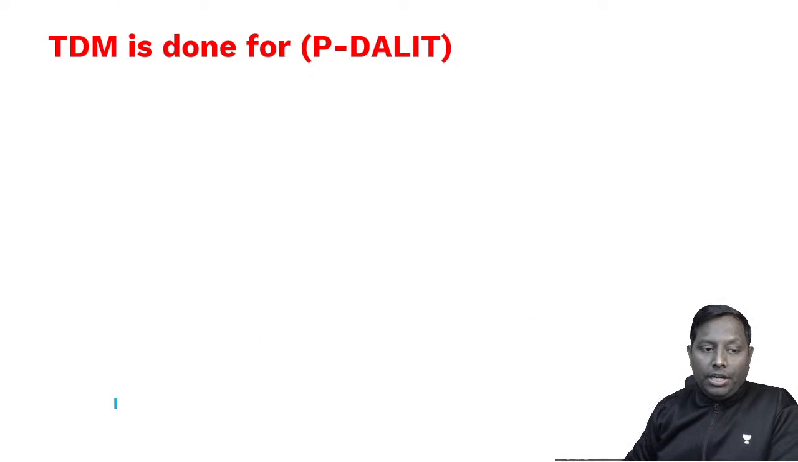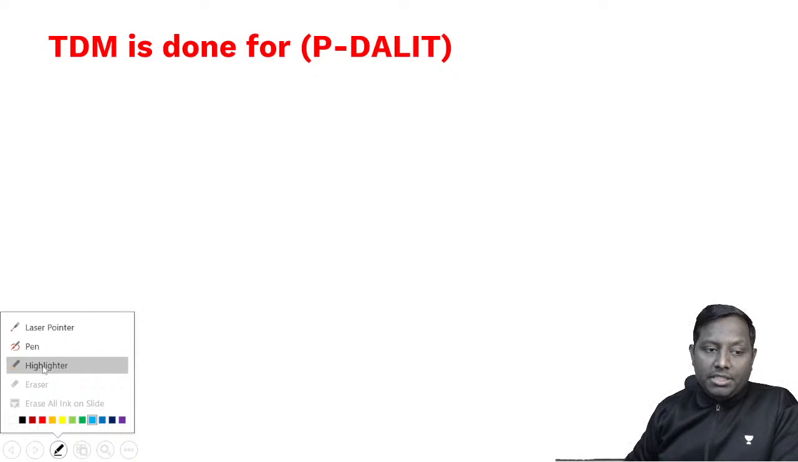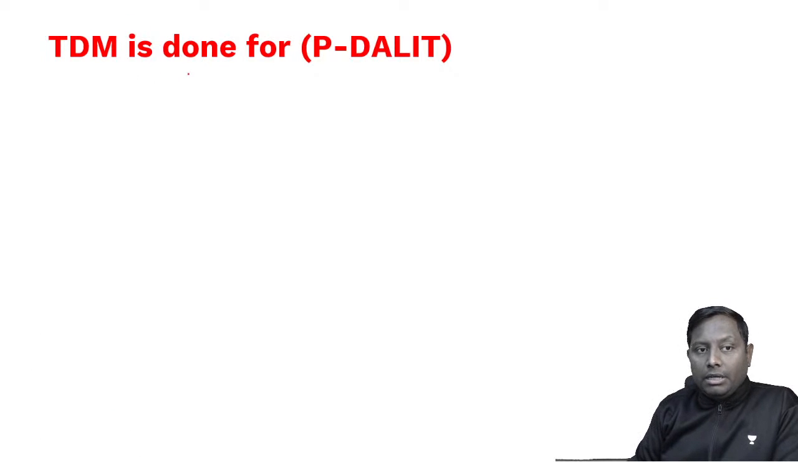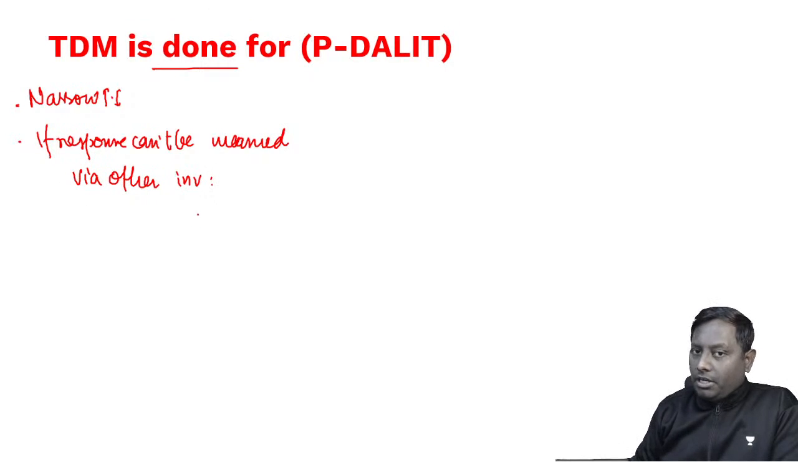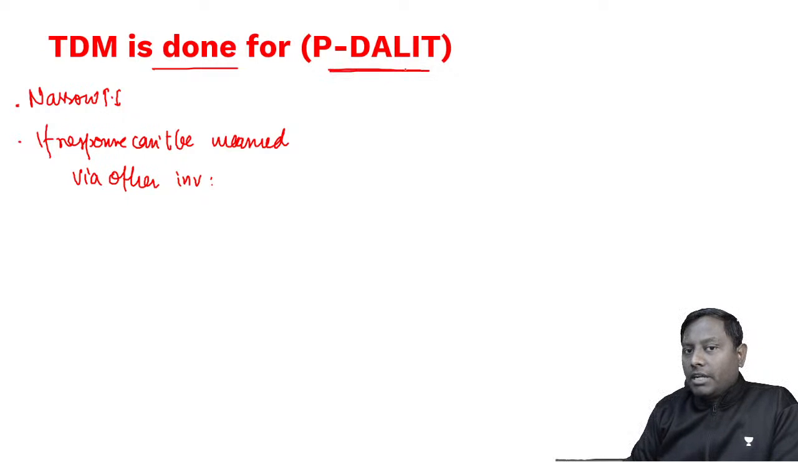Okay. Now TDM is required in this condition wherever there is narrow therapeutic index. So TDM is done if there is narrow therapeutic index, if response cannot be measured via other ways. If response cannot be measured via other ways or via other investigation, in that condition you need to do therapeutic drug monitoring. What are the examples of a drug that requires therapeutic drug monitoring?